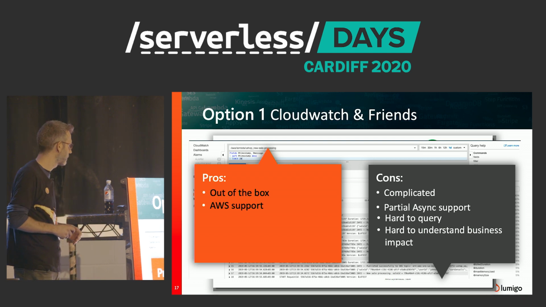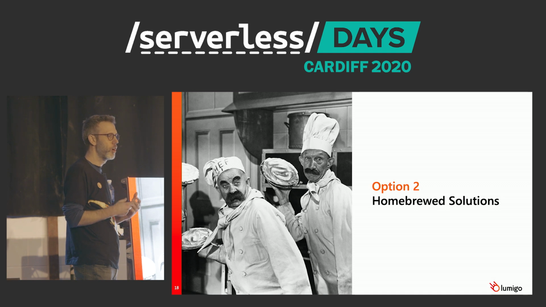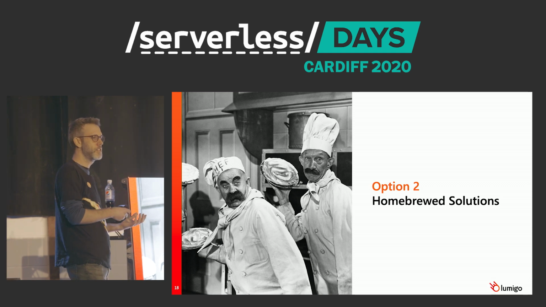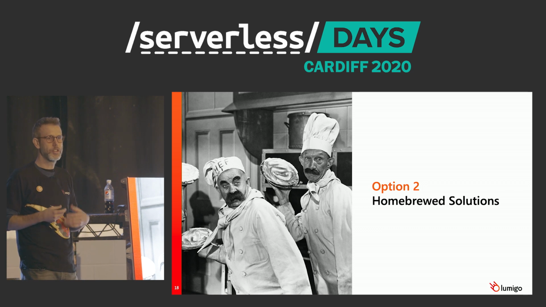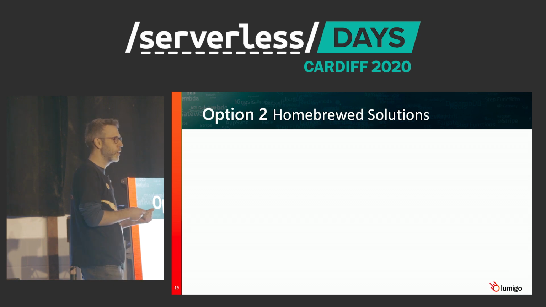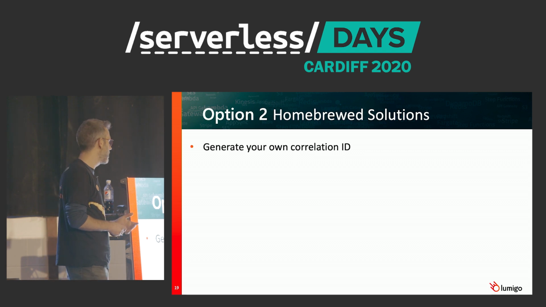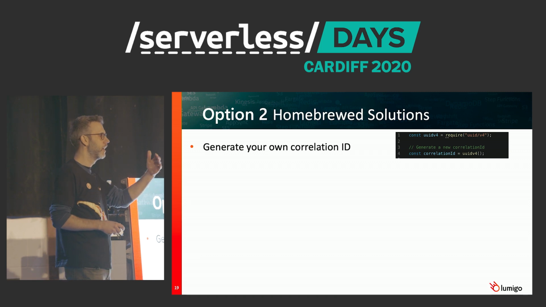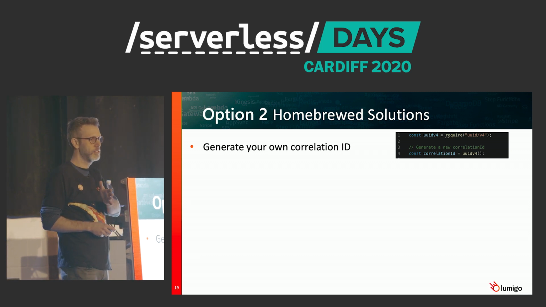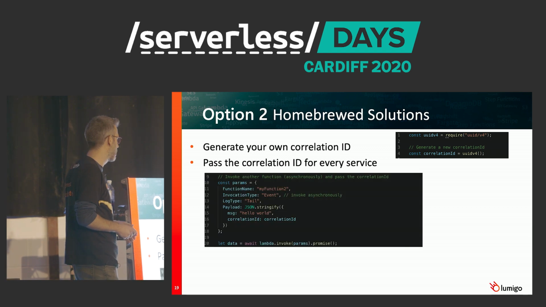So second option, these solutions are your homebrewed solutions, meaning these are changes that you can add to your code in order to get better visibility. So first of all, you can do it yourself. Basically, what you need to do is to generate a correlation ID for every new query that enters your system, and then you need to propagate that ID throughout all the calls the Lambdas make to the different services. So pass that ID every time the Lambda makes a call.